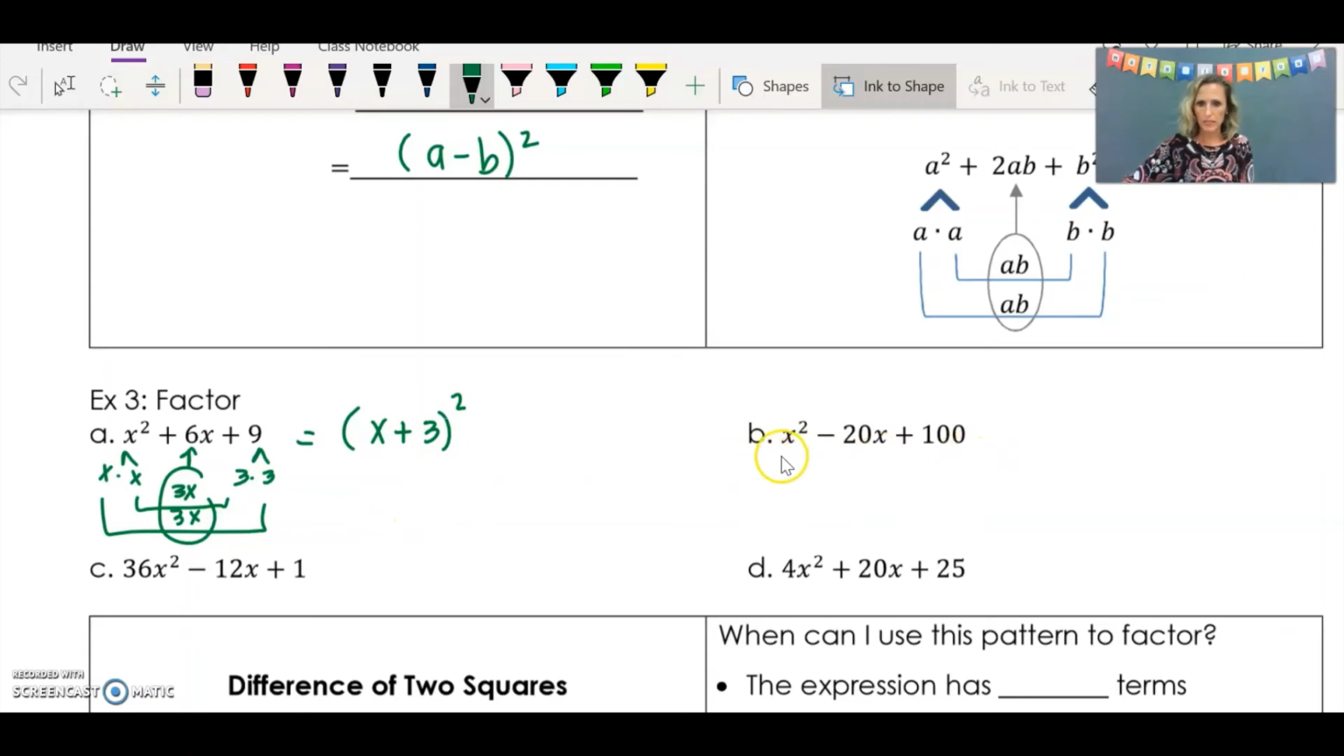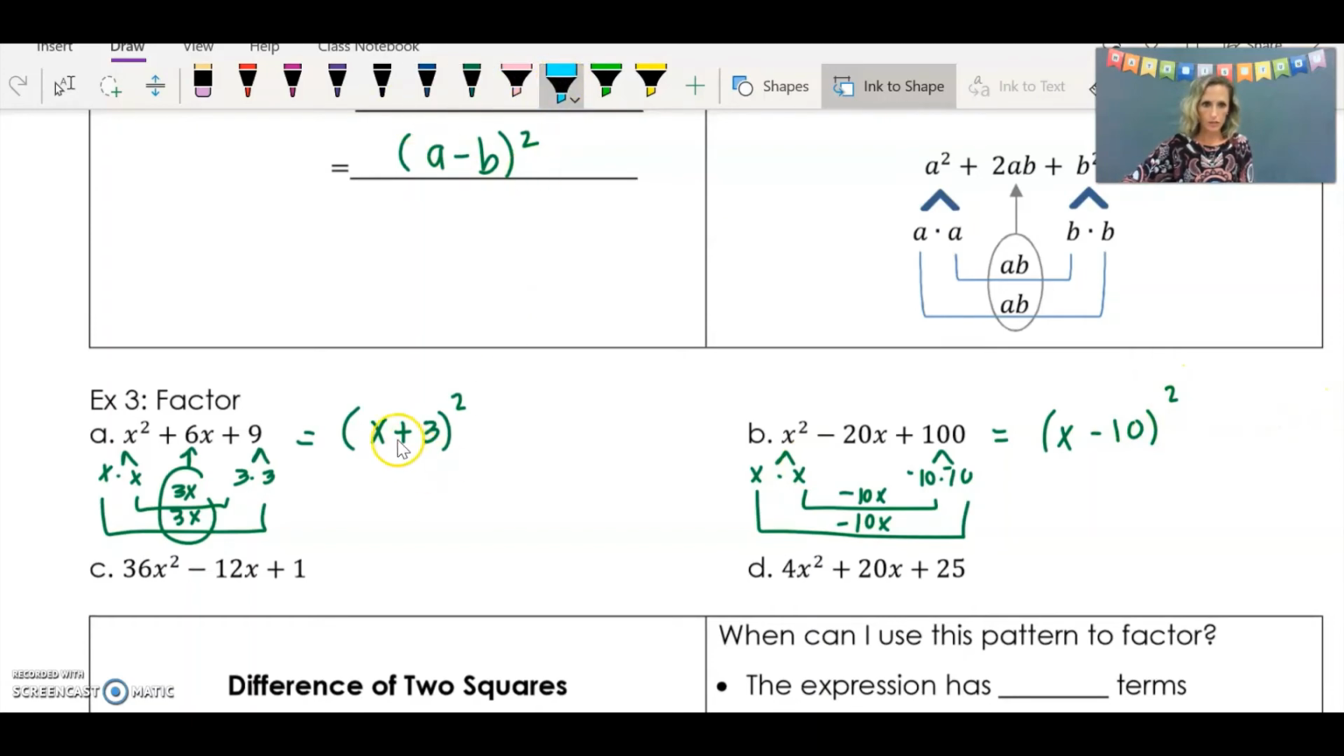All right, let's look at b. Again, we have x times x, and we have 10 times 10. And if I put these together, that gives me 10x and another 10x. Well, here's a problem. I have a negative here, so both of these would need to be negative, which means that both of these factors would also need to be negative. Negative times negative is still positive. So this is still a perfect square trinomial, but it'll be x minus 10 quantity squared.